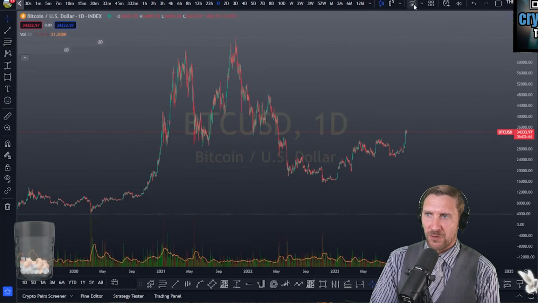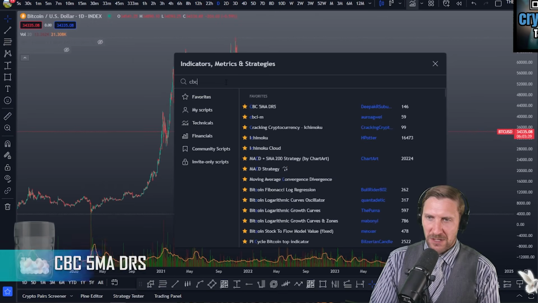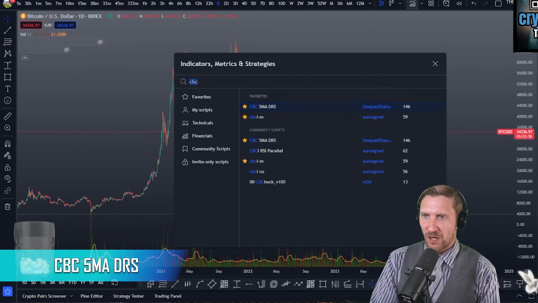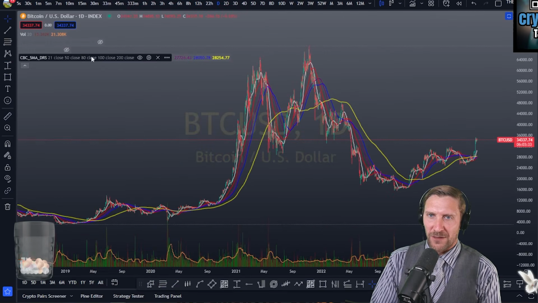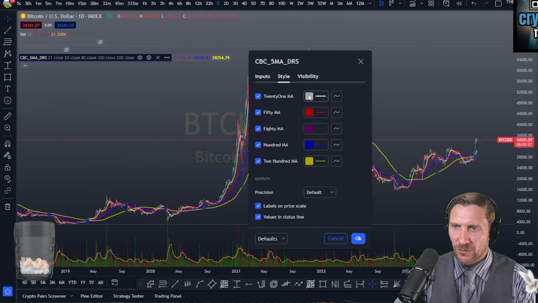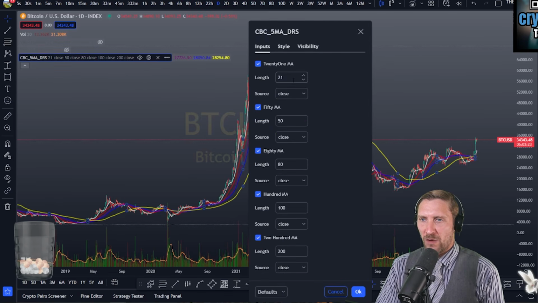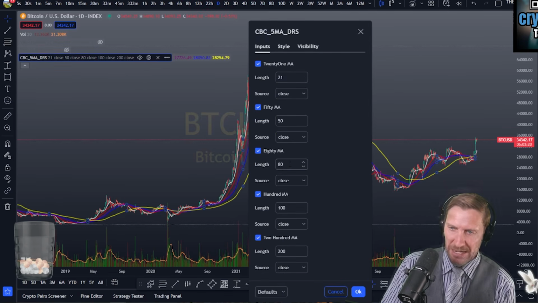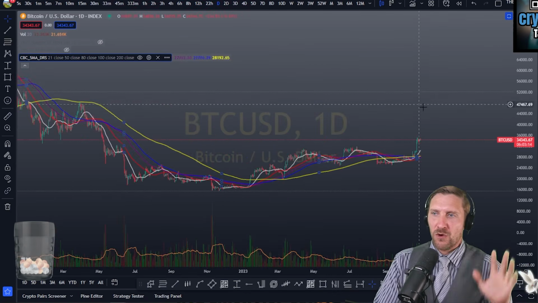So the first thing we're going to do is go up here to indicators. We're going to type in CBC 5MA DRS. We're going to click on that. It's going to give you 5 moving averages, okay? And they're going to be kind of in an order. If you hit the settings bar, which is the gear right here, when you hover over it, you're going to get the white or gray, red, purple, blue, and yellow. White is 21, the red is 50, the 80 is the purple, the 100 is the blue, and the 200 is the yellow. These are going to be my 5 simple moving averages.